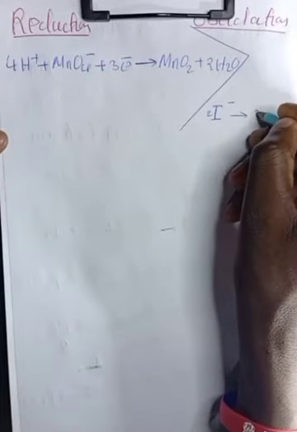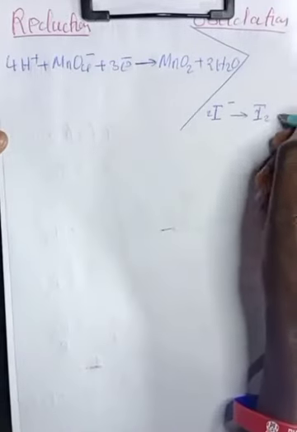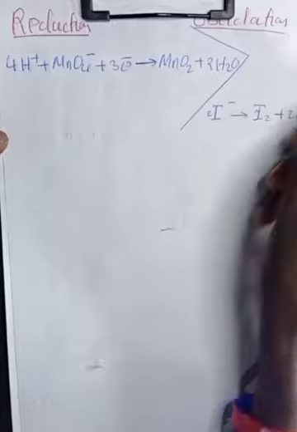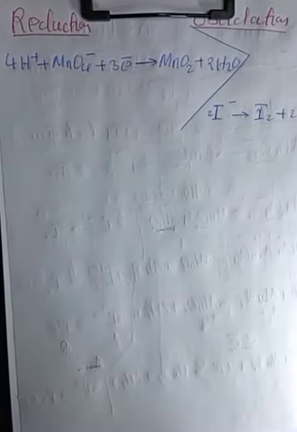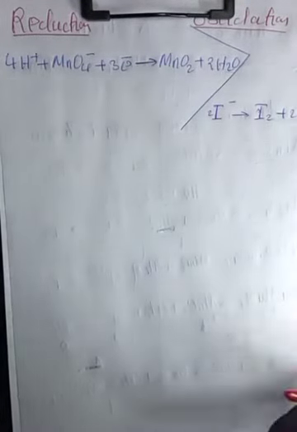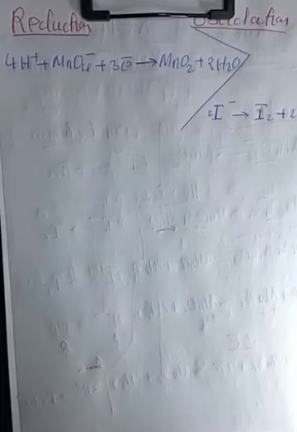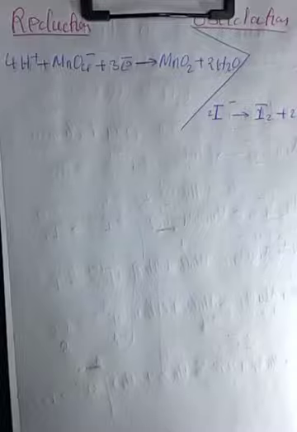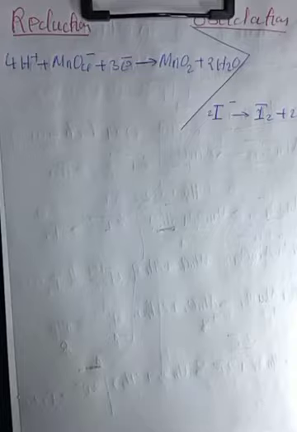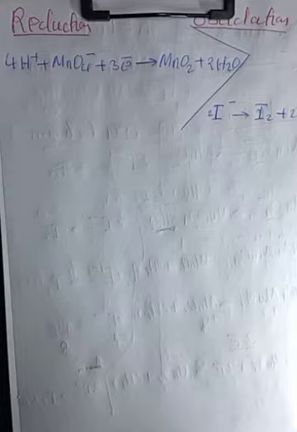We are getting iodine, I2, plus 2 electrons. Okay. So what have we balanced so far? We assigned the oxidation numbers. We identified the reduction and the oxidation half reaction. We split the reaction into 2 half reactions. After that, we balanced all the elements. We balanced hydrogen. We balanced oxygen. We also calculated the electrons that were lost and gained. So that's where we are now.